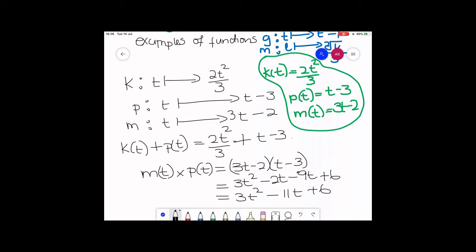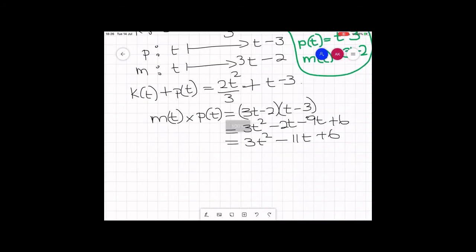The next property is you can actually subtract your functions. You can subtract your functions.